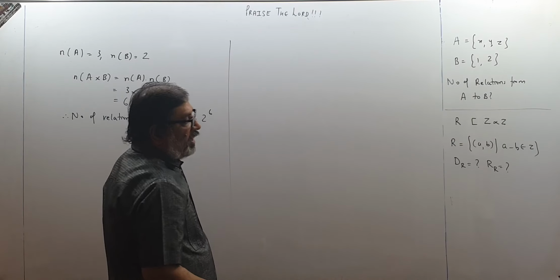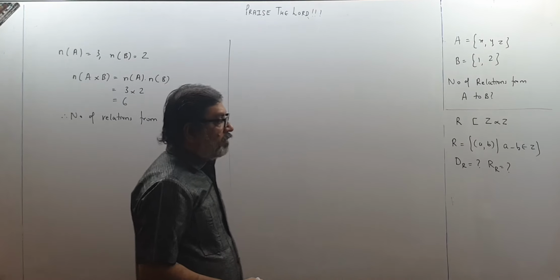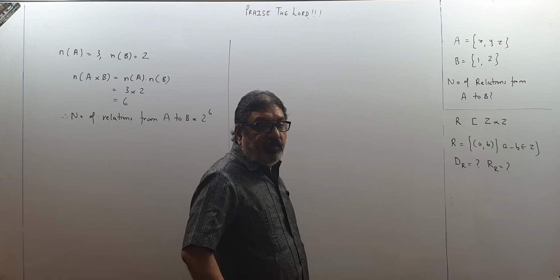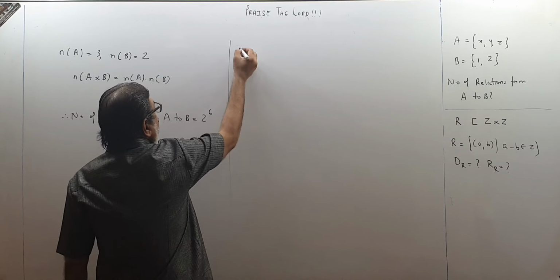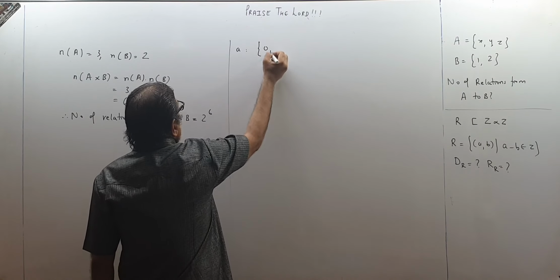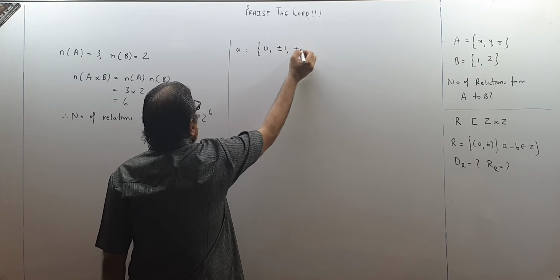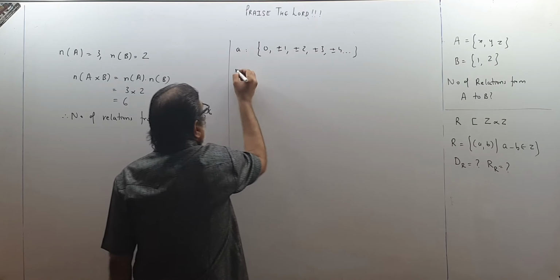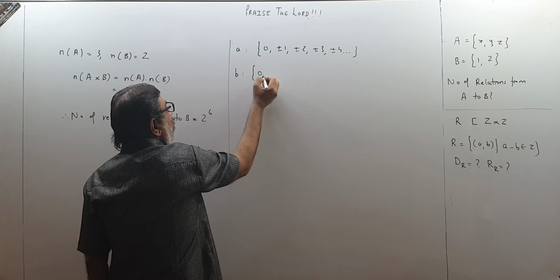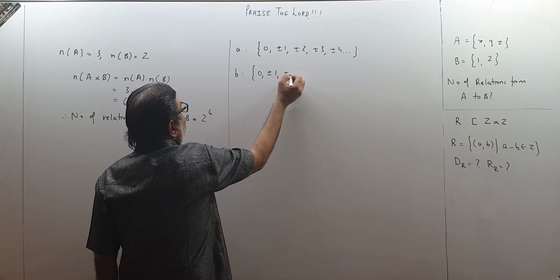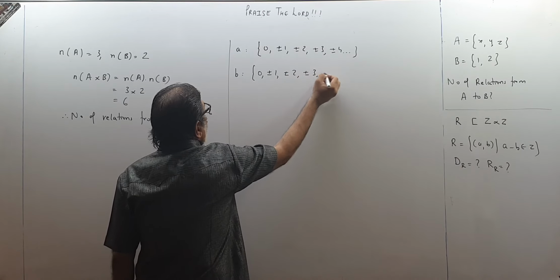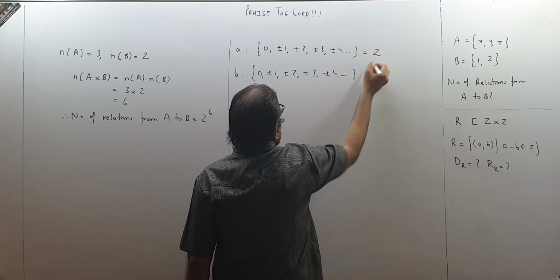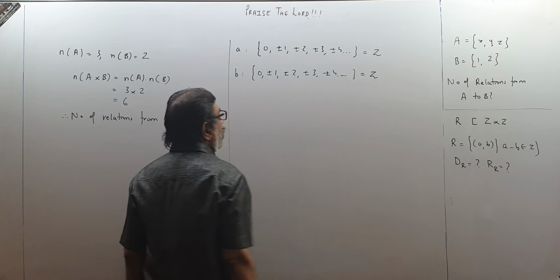Then next one is here, R is a relation in Z. R contains ordered pairs (a, b) such that a minus b is an integer. So children, we have to pick up a from 0, plus minus 1, plus minus 2, plus minus 3, plus minus 4, like this. And b I have to pick up from 0, plus minus 1, plus minus 2, plus minus 3, like this. This is your set Z, this is also set Z.